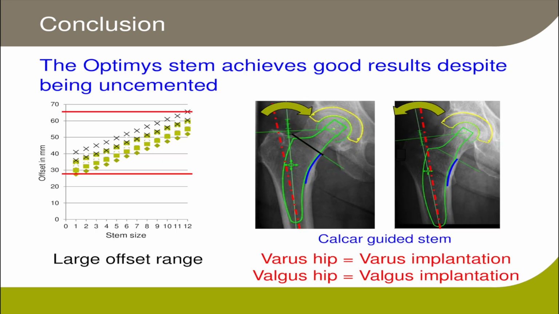On the other hand, I think as an uncemented stem, the Optimis performed very well because there is a very large offset range of 38 millimeters between the smallest size and the biggest size, and because you can position it, or you should position it, along the calcar, which gives a more varus position for a varus hip and a more valgus position for a valgus hip.